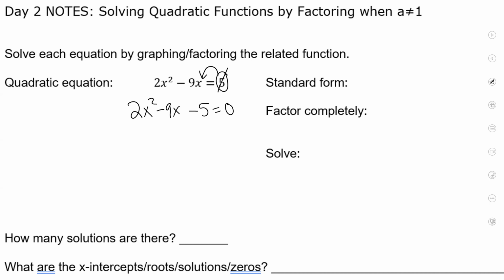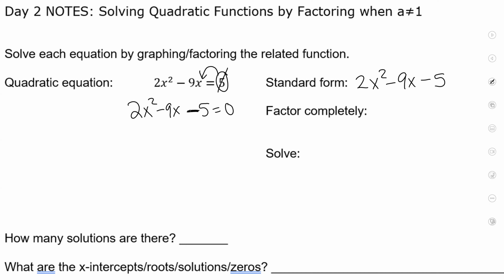So that's standard form. For standard form, you're going to put 2x squared minus 9x minus 5. Make sure you put a minus sign. Whenever you move things across the equal sign, the sign changes. So it's now a minus 5 instead of a 5. Okay, now we're going to factor this.